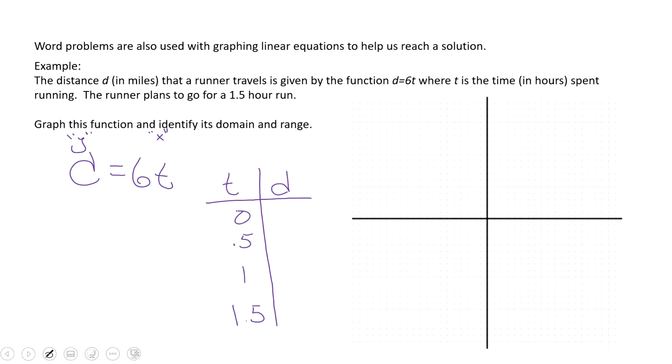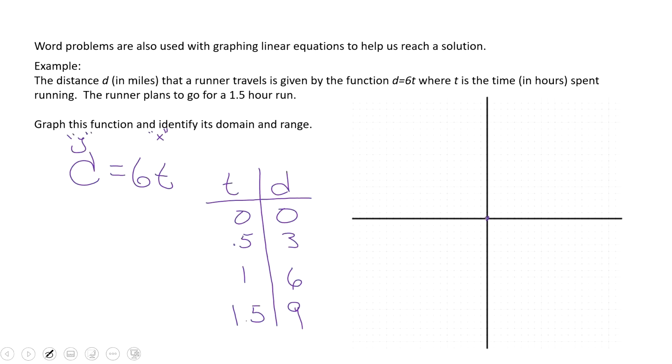So if no time has elapsed, we've run 0 miles. If we've run a half hour, we multiply 6 by 0.5, or 1 half, we get 3. So 0.5 hours is 3 miles. If he runs for an hour, he's run 6 miles. If he's run an hour and a half, he's run 9 miles. Does that make sense? And then if he continues on running, he's going to run some multiple of 6 all the way out.